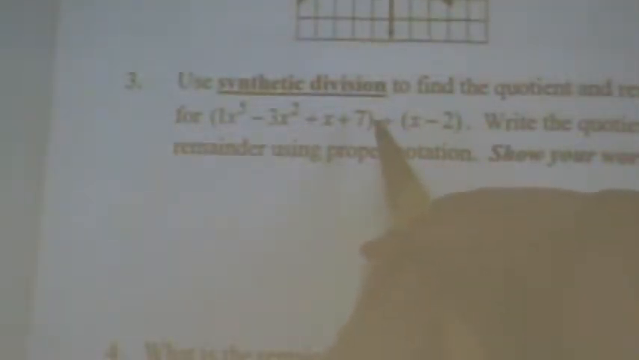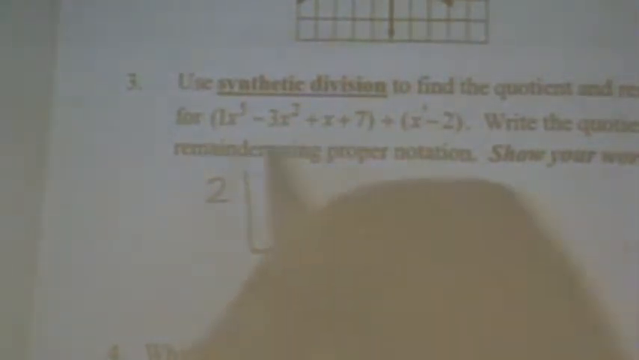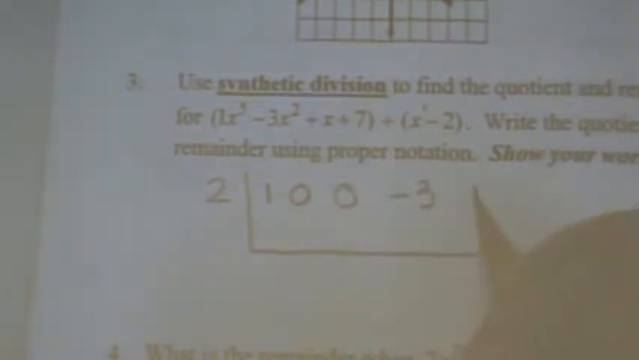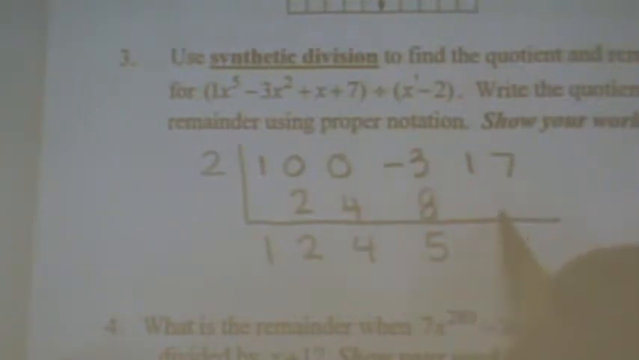How do you do synthetic division? Okay, first of all, you can only do synthetic division if the divisor has a degree of 1 and the leading coefficient has to be 1. You put a 2 outside, and all the coefficients in order. So you should have a 1, 0, 0, -3, 1, 7. Synthetic division, you bring down the first term, you multiply, add, multiply, add, multiply, add. Keep doing that.